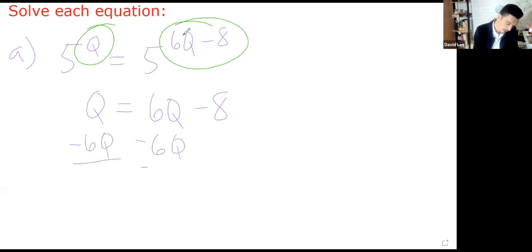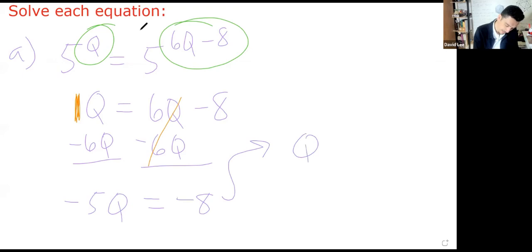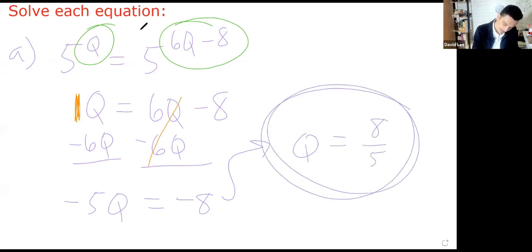And so let's solve for q. I'll put an invisible 1 there in orange because there's a 1 right there. These are gone. And so we have -5q equals -8, divided by -5. The double negative becomes positive, and this is the value of q.